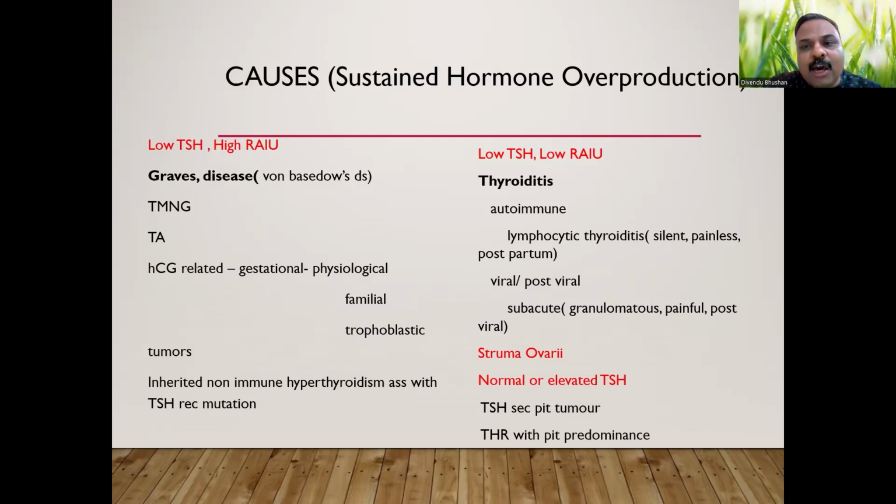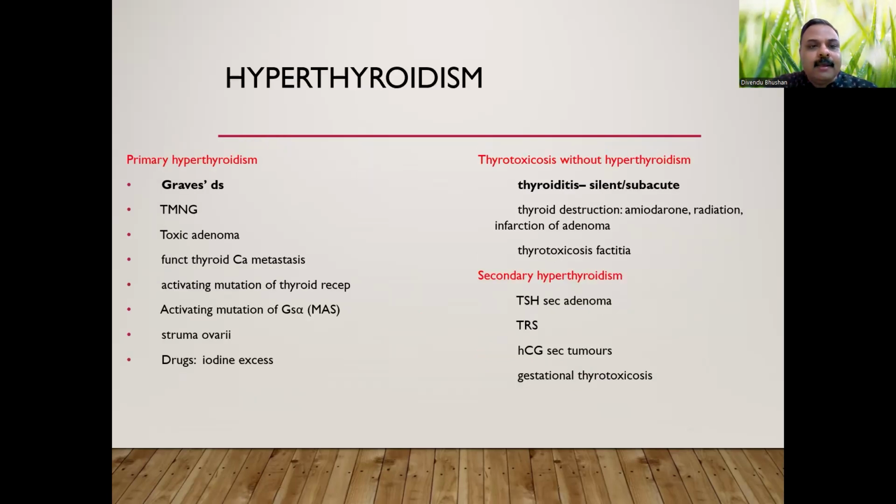The causes of sustained hormone production can be classified by radioactive iodine uptake and TSH level. Low TSH and high RAIU, where the radioiodine uptake is increased in the thyroid gland: the common causes are Graves' disease, toxic multinodular goiter, and toxic adenomas. Low TSH and low RAIU, like thyroiditis, where the gland is destroyed so there is no uptake, and struma ovarii. Normal or elevated TSH, like a TSH-secreting pituitary tumor, is a very uncommon cause.